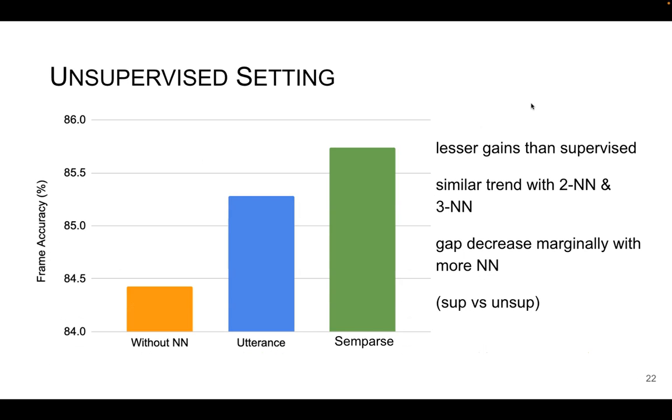So this was the overall result. Without NNN we are getting around 84 something, and with supervision we are able to get around 84.5. With utterance-based nearest neighbors, and with SemParse-based nearest neighbor, we are able to cross even 86, around 86 to 87. So we can see this trend. Obviously a similar trend was there for 2 nearest neighbor and 3 nearest neighbor. However, the gap has increased as the number of nearest neighbors decreases, even between supervised and unsupervised approach.